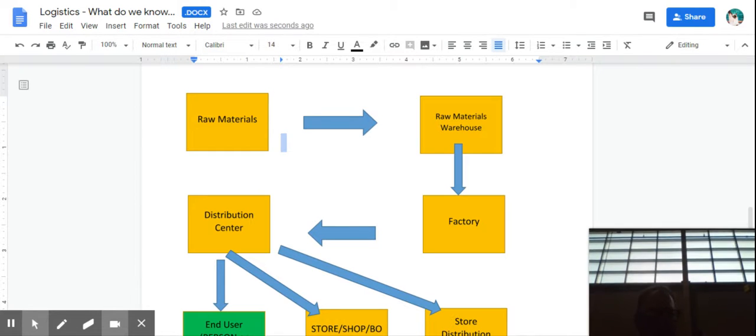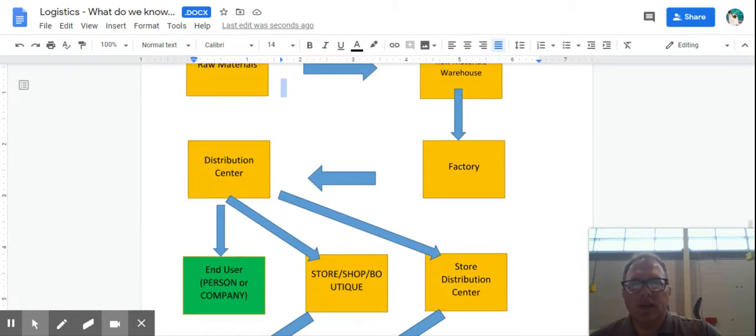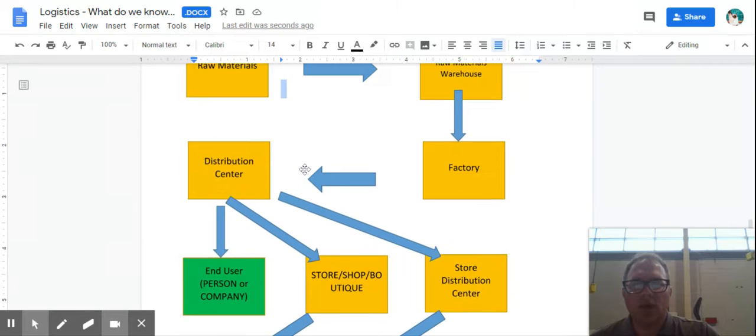Okay. Like I told you, I do have a meeting that I'm going to be going to, but I did want to just mention what was at the bottom of this attachment that I put in on Canvas. Basically, what we have here is just kind of a simplified drawing of the logistics process.